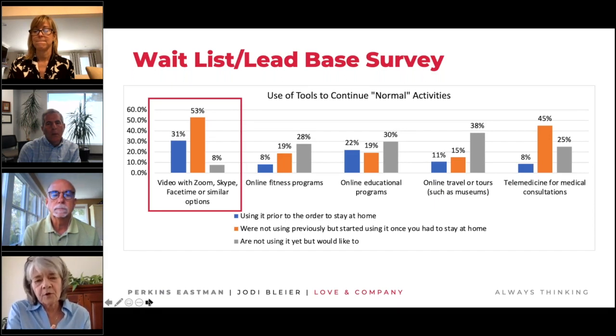The middle bars, the three middle ones, are intriguing to me because these are online fitness programs, online educational programs, and online travel and tours, museums and things like that. And I'm really interested in the not using it yet, but interested in using it. So this has messages to me about potential future programming, the kinds of things people will be looking for and interested in the future that are very worth keeping on our radar and paying attention to going forward.